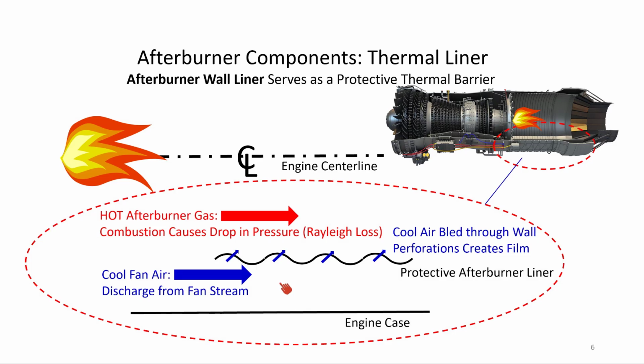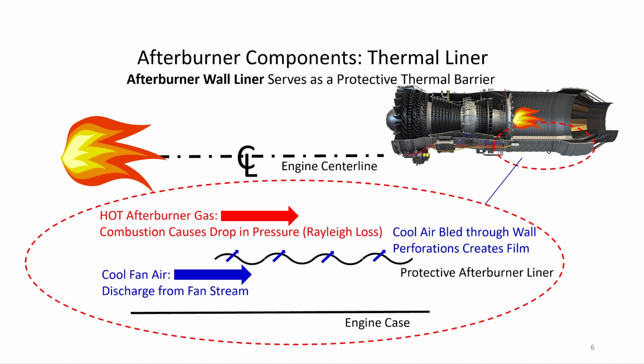So if you look at the cross-section up close, the hot afterburner gas is on the ID side, and there's a little bit of a pressure loss that's associated with the high temperature of that flow. And then on the other side, the south side of the drawing, there's cooling flow. It's discharged from the fan stream, and it's higher pressure. So what ends up happening is the high pressure cooling air leaks through several places on the liner and lays down a film of cool air to protect the engine case.